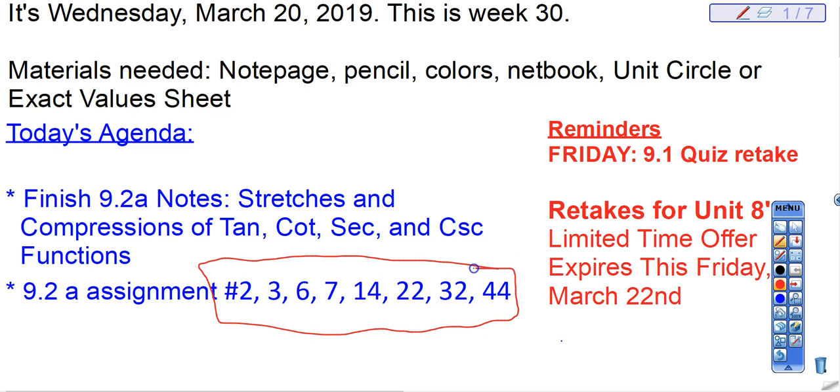is on Canvas. You're doing problems 2, 3, 6, 7, 14, 22, 32, and 44. It'll be 2 of each type of graph, 1 vertical change, 1 horizontal change of each. So just a little bit of practice. And be prepared. Tomorrow, what we're going to be doing is doing a double compression or a double stretch. So we'll have a vertical and a horizontal together. And then on Friday, some phase shifts. So prepare yourself.